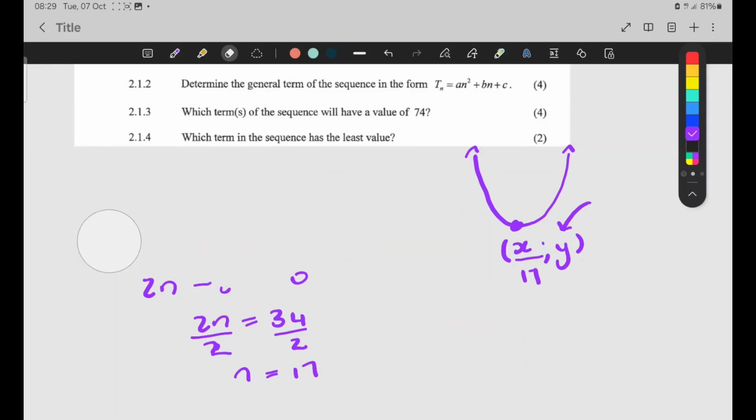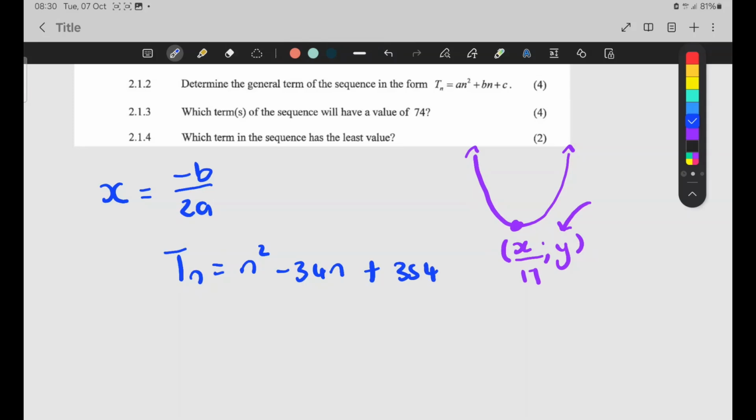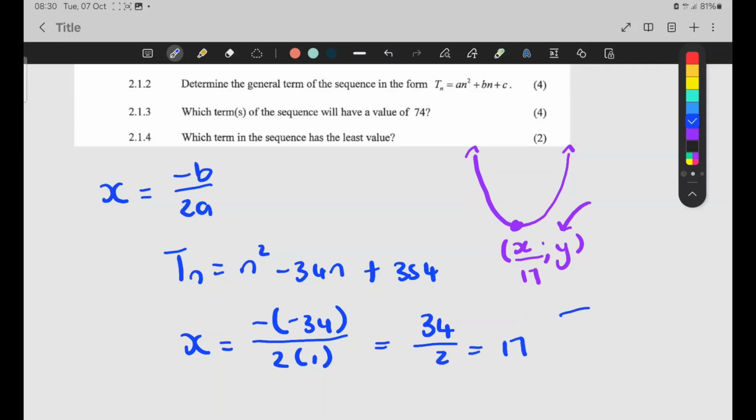So to get the turning point of a parabola, remember a quadratic function is a parabola, eh? So to get the turning point, we normally say x is equal to minus b over 2a. That's how you get the x value of the turning point. Now, our standard form, let's write it down again. It was this and this. So now to get that x value of the turning point, it's minus b, so 34 over 2a. 2a is 2. So this is a positive 34 now over 2. And this also gives me 17. So term 17 will have the lowest or the least value.